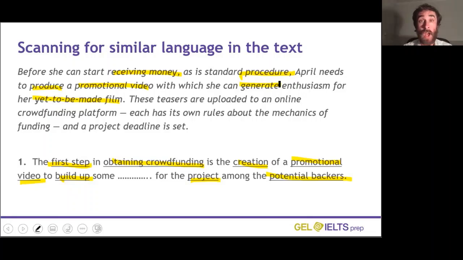We predicted awareness, excitement, or interest. Now I don't see these in the text, but can we find any related words that might go in this gap? Look at the next question below this video. Can you write the word from the text that you think could go in this gap? Remember, you should copy it exactly as it appears in the text.